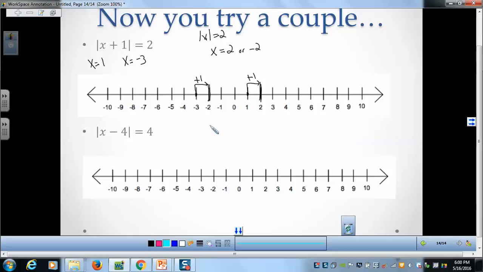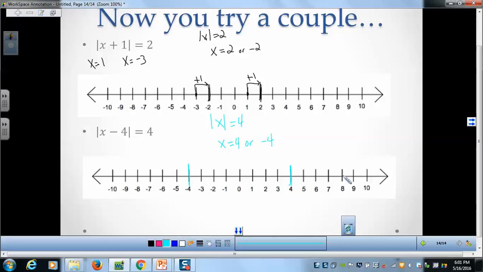Now once again, let's look at our simple case. If it were just the absolute value of x equals 4, we know that that would be 4 or negative 4. So I have to find a way to get to 4, and I have to find a way to get to negative 4. Now the way I do that is it wants me to take a number and then subtract 4. So I've got to move to the left. That's what subtracting 4 means.